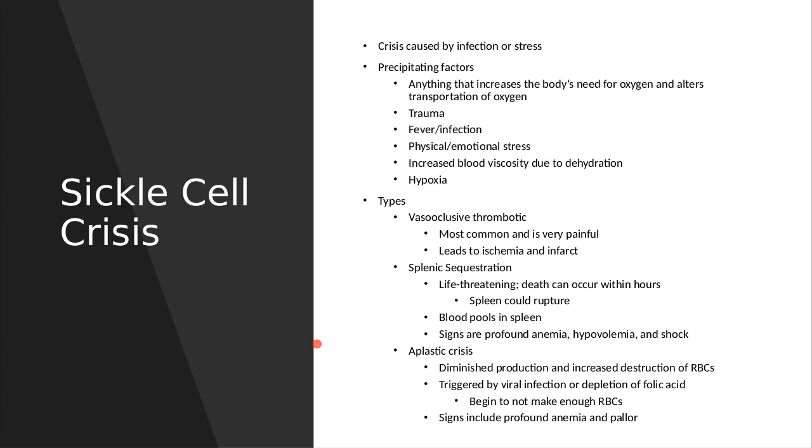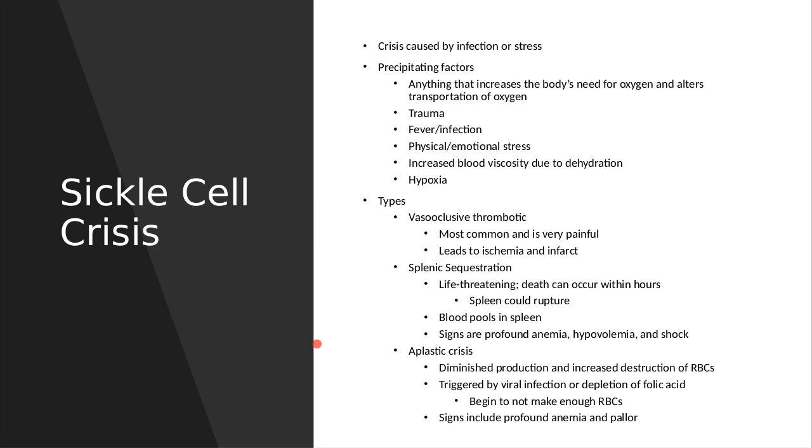So there's a couple types of sickle cell crisis. There's vaso-occlusive thrombotic. This is the most common and it is very painful. It leads to ischemia and infarct. There's splenic sequestration, which is life-threatening. Death can occur within hours because the spleen could rupture. Blood tends to pool in the spleen during this, and signs that it's occurring are a profound anemia, hypovolemia, and shock. And finally, there's aplastic crisis.